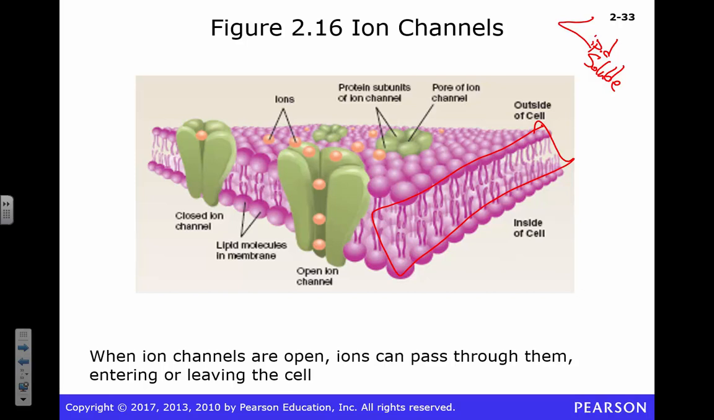Other things that are lipid soluble don't have a charge. What do we know about an ion? By definition, it has a charge. That's what made it an ion. Guess what? It's not going to make it through the phospholipid bilayer unless you have a channel for it.